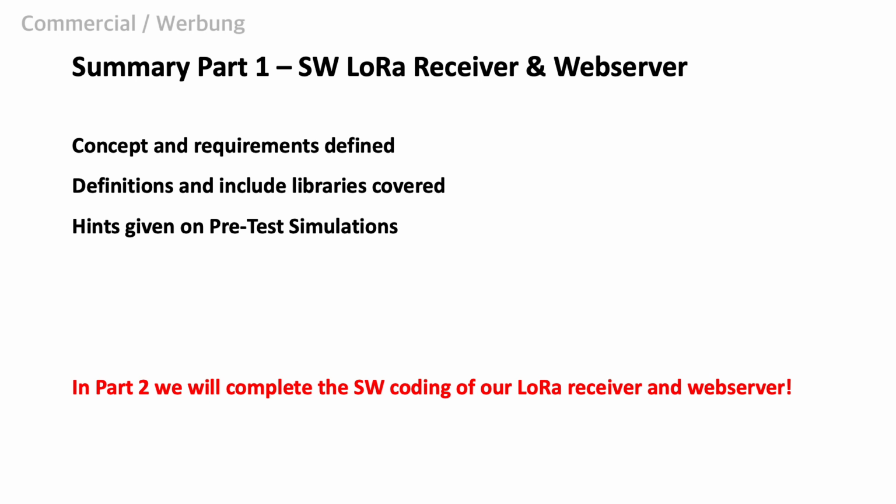The summary of part 1. We defined our concept and the requirements for the software of our receiver and web server. The web page requirements were explained in detail. Some hints on the structuring of the code and pretest simulations were given. On the code, we covered the header part with the definitions and the include libraries.